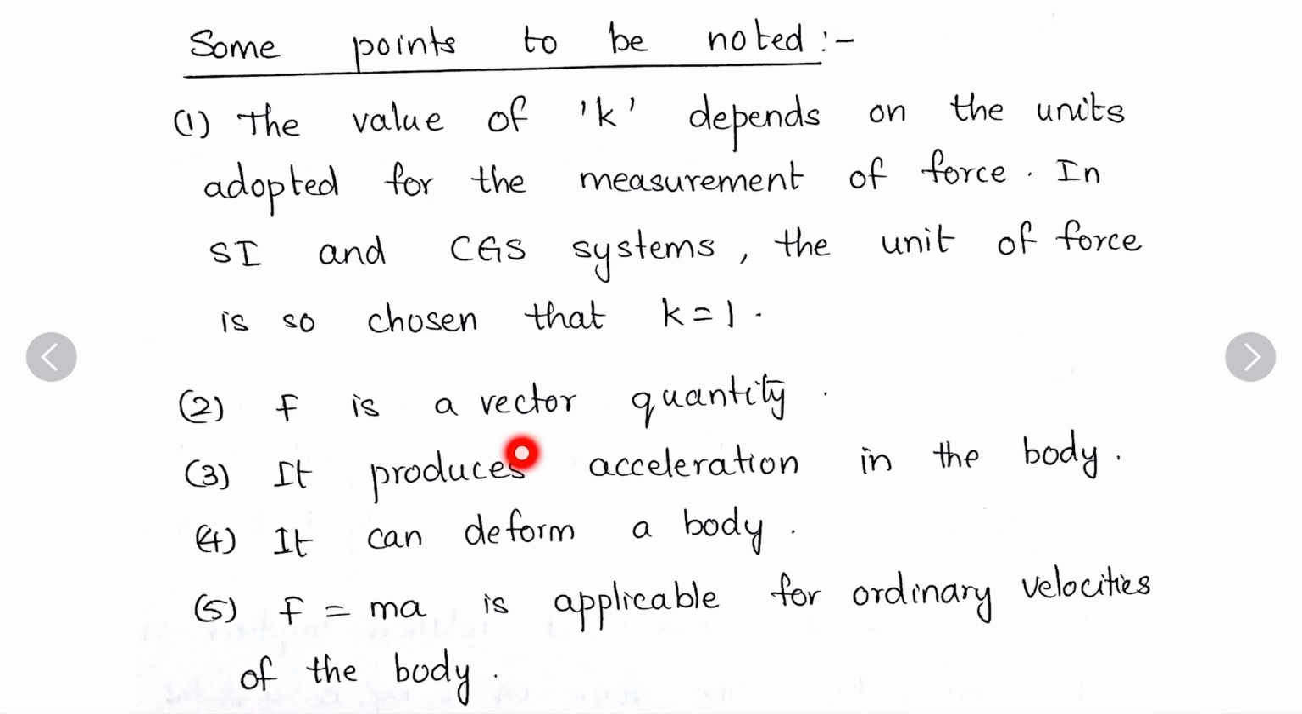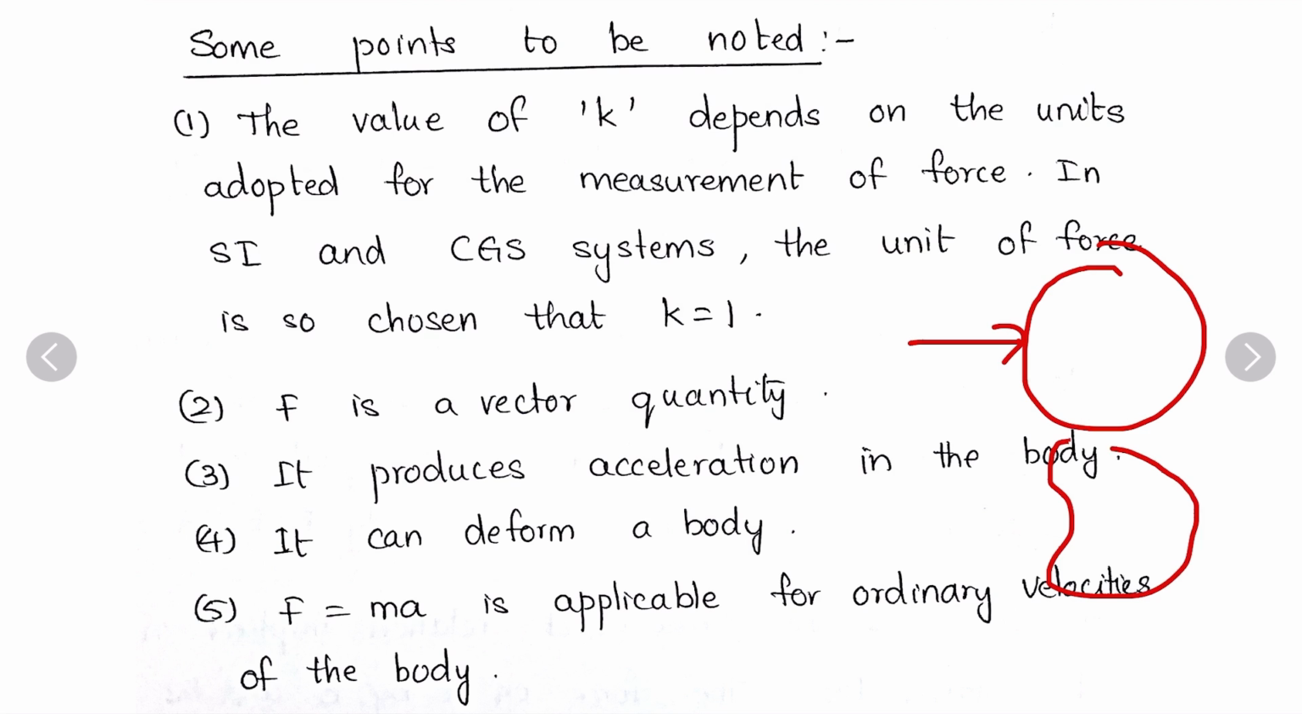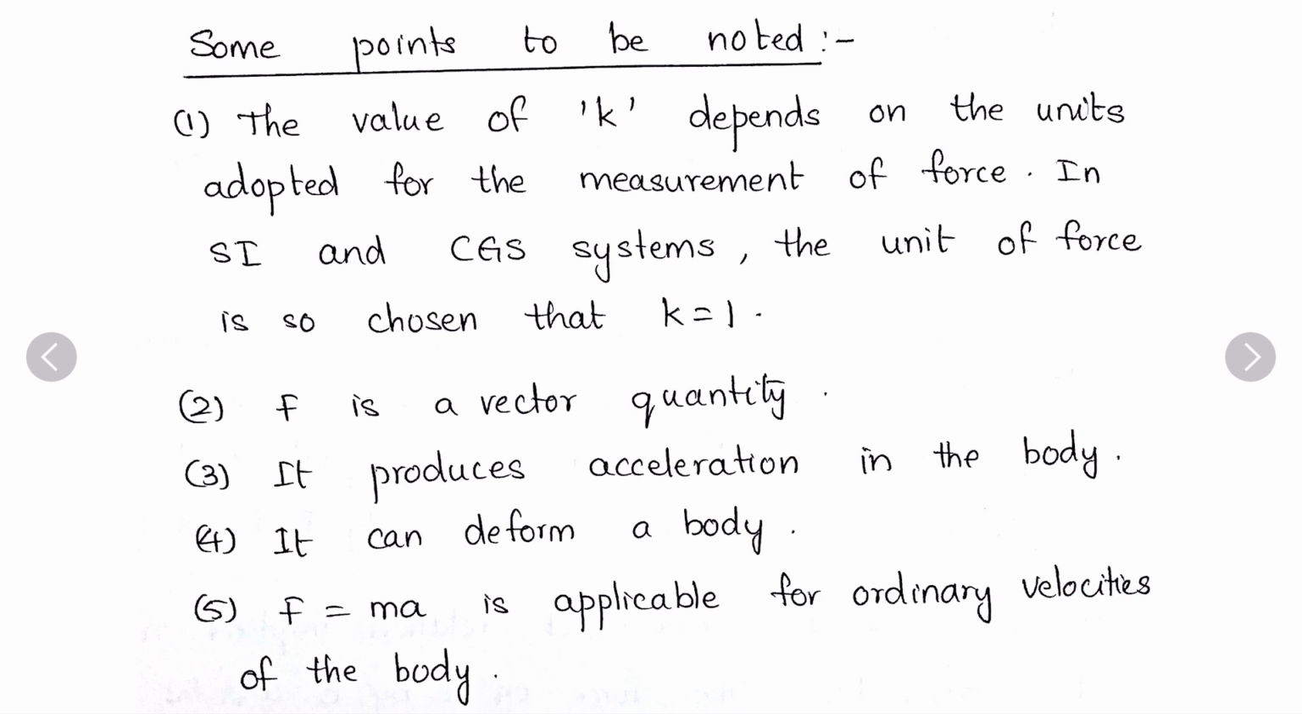Second point, force is a vector quantity. It has both magnitude and direction. Third point, force produces acceleration in the body. Please note the points. Fourth point, it can deform a body. As you know, take a balloon or a football and apply force, then the body will become like this. The shape of the body changes. That is called deforming the body.